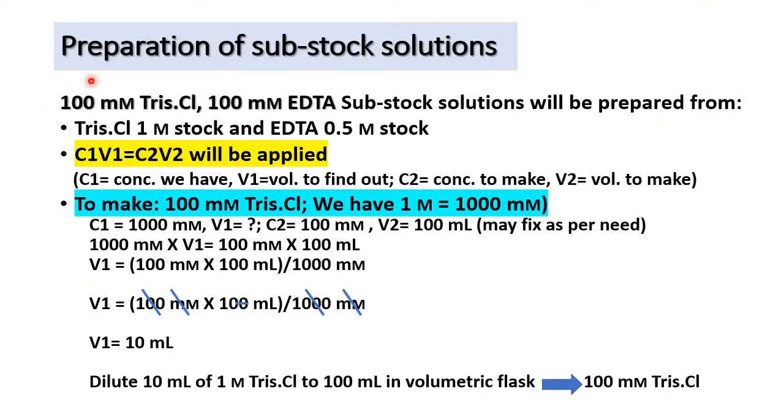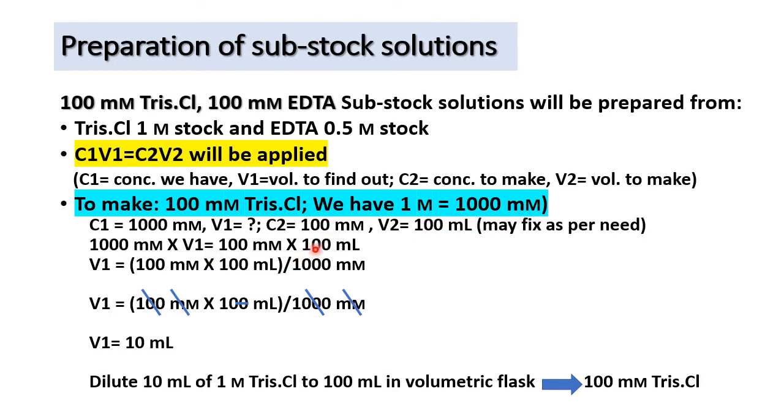Now here I discuss how you prepare substock solutions from the solutions you just made. Like you want to make 100 millimolar of Tris chloride and 100 millimolar of EDTA substock solutions. You will use the same formula, C1V1 equals C2V2. First you have to make the units the same. You have made Tris chloride 1 molar, so you convert this molar into millimolar, giving 1000 millimolar of Tris chloride.